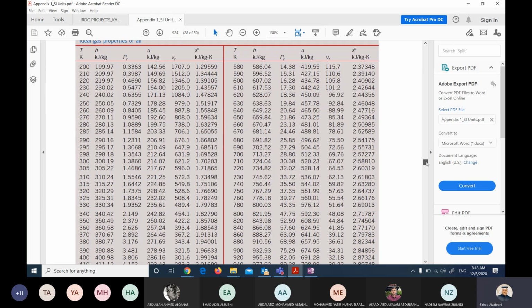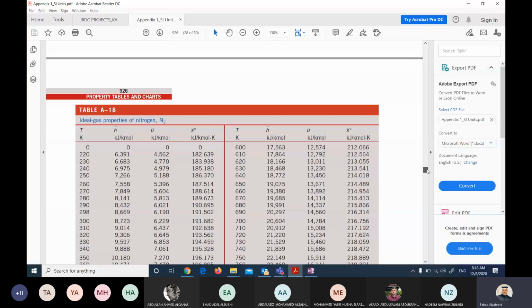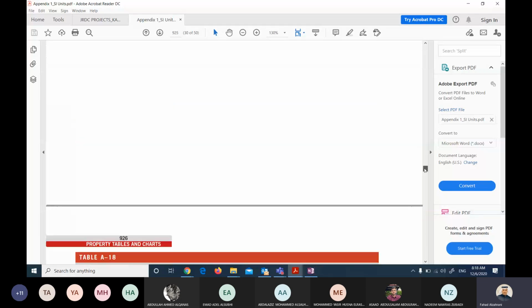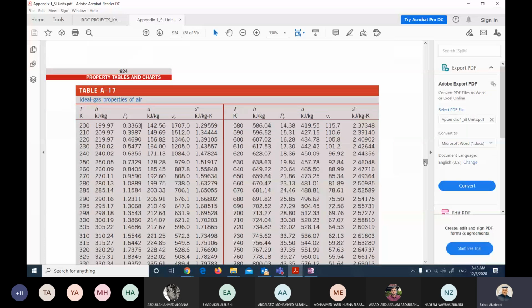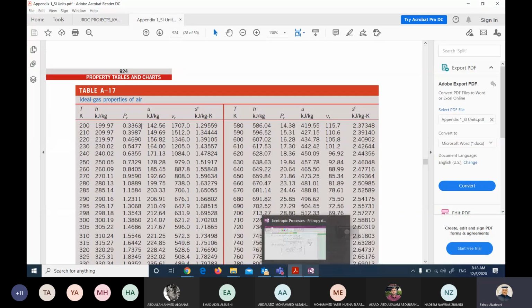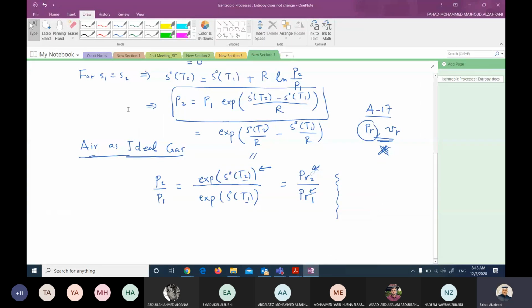Okay, so this is only for, shabab, this is only for air. Because if you go to the other tables, the ideal gas properties of N2, you don't see that. We don't have the PR or VR. Okay? So that's why it's only tabulated for air. Any questions about this one? واضح يا دكتور. Okay. It should be straightforward.